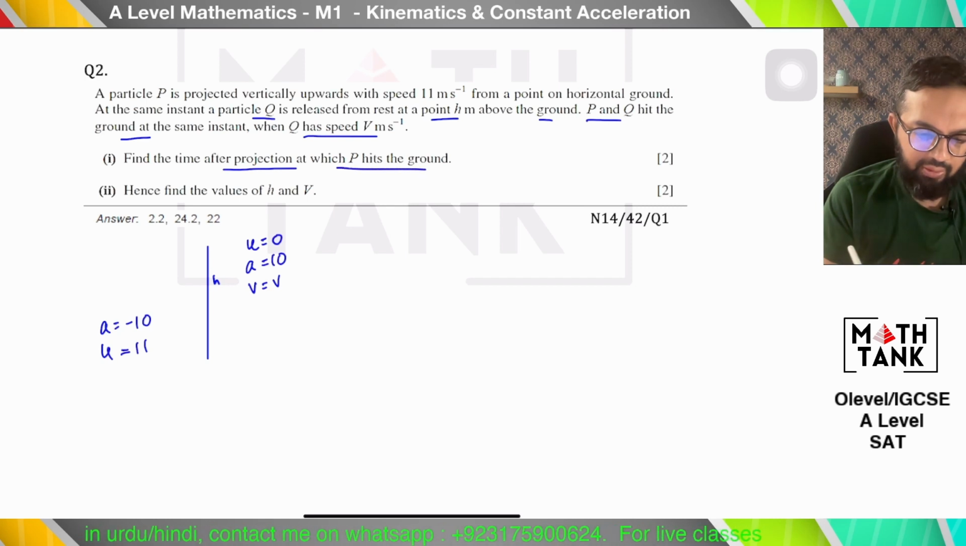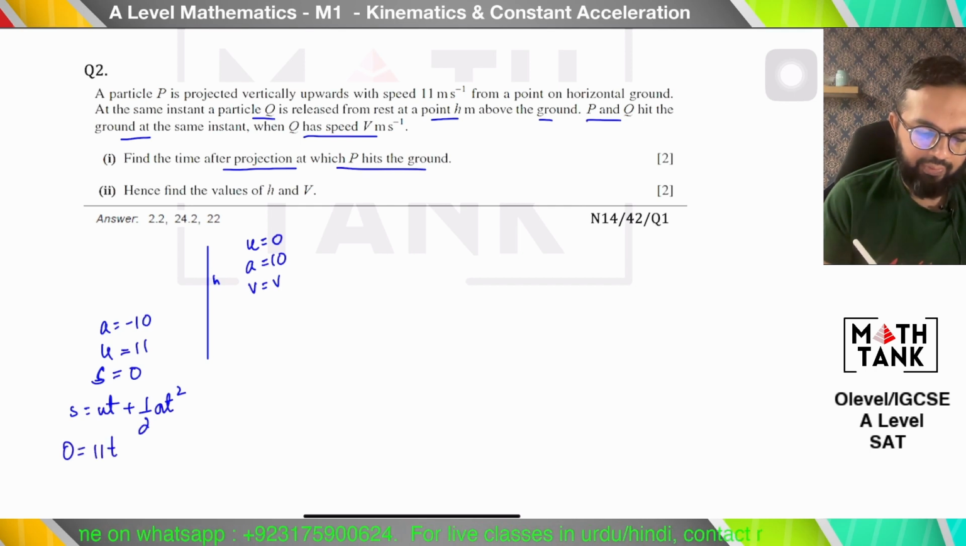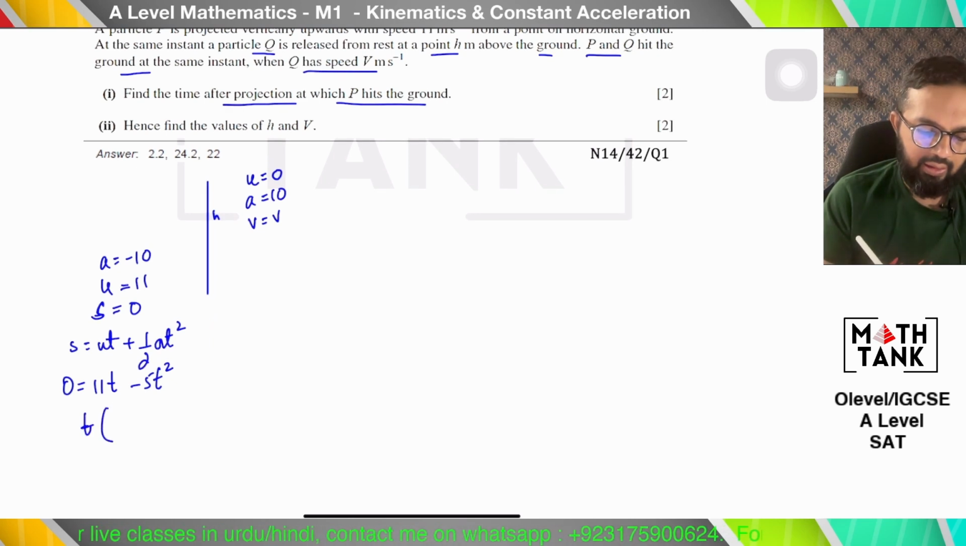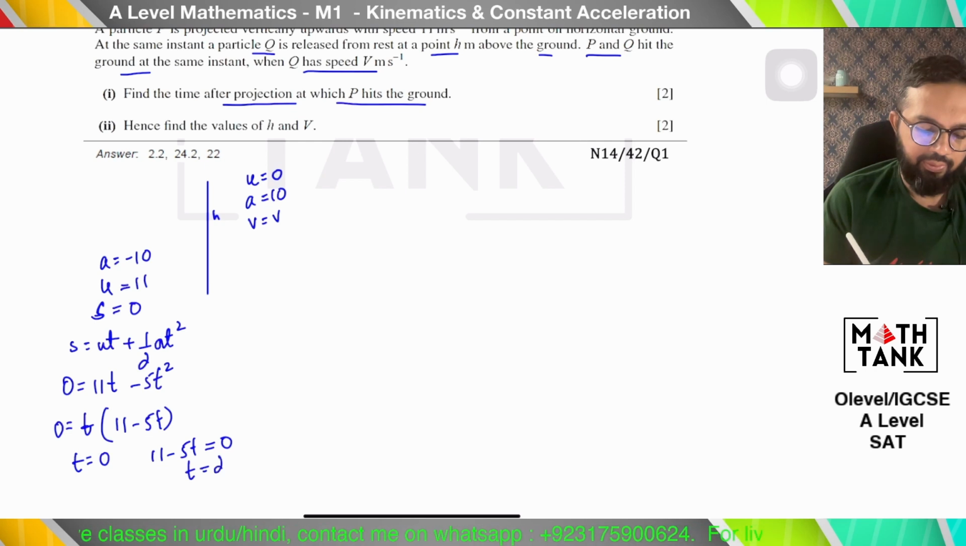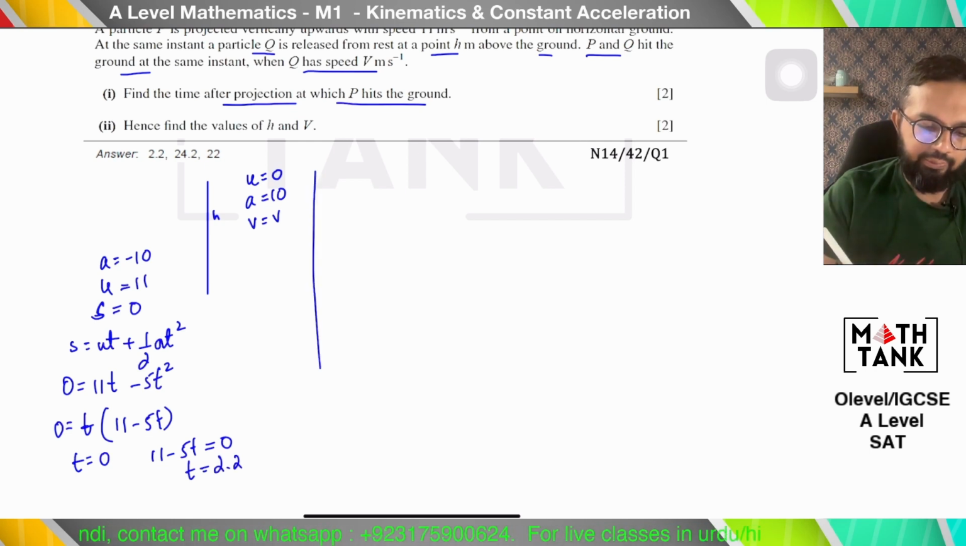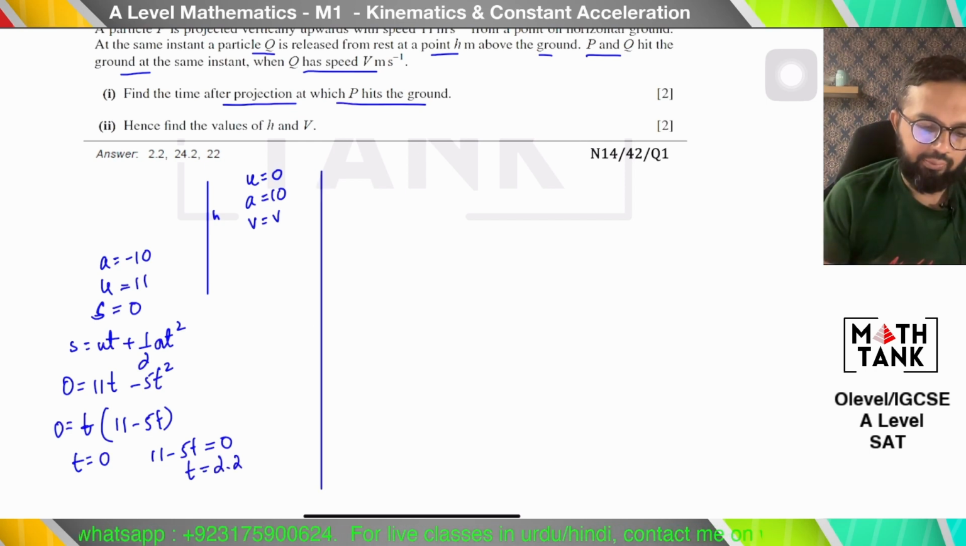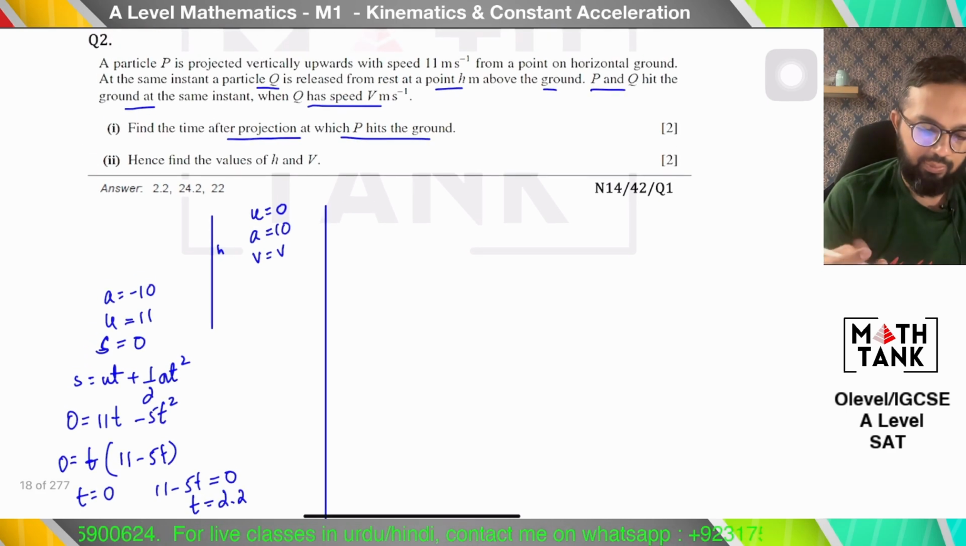Find the time after the projection at which P hits the ground. I think that's simple. I just want s to be 0. So I'm going to say s equals ut plus half a t squared. 0 equals 11t minus 5t squared, so t times 11 minus 5t. Either t equals 0 or 11 minus 5t equals 0, t equals 2.2. That was simple.